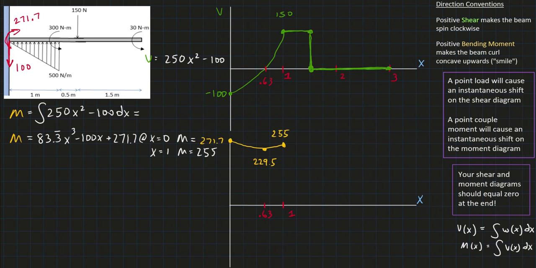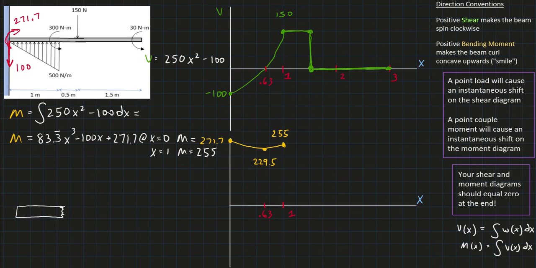That right endpoint of our m equation is 255. The next v equation we need to integrate is that constant 150 up there. Oh, but before I do that, I almost forgot that here's this 300 here. That's going to cause a down or up shift on our M diagram.